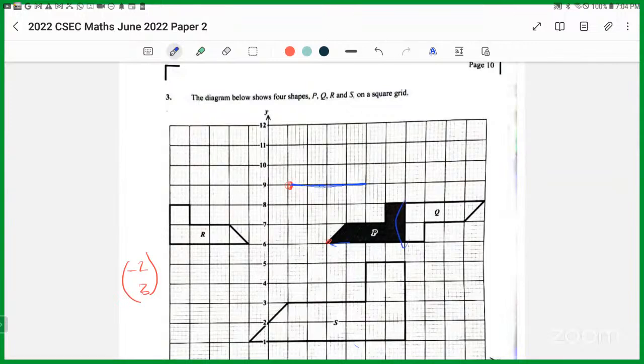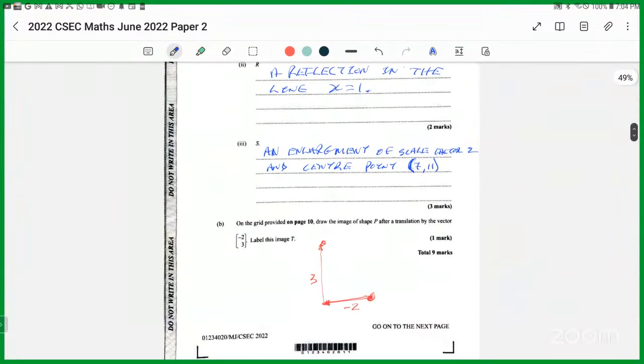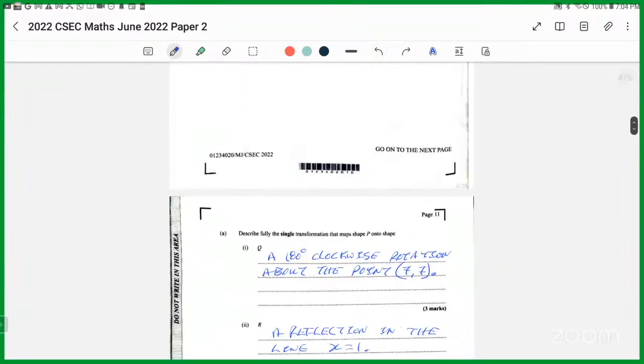And then this piece is 2 units up. Then this is 1 unit on top here. Then this is 1 unit down. And then you have 2 units across here, and you complete the shape with that piece. And that one is our final image. Label it T.